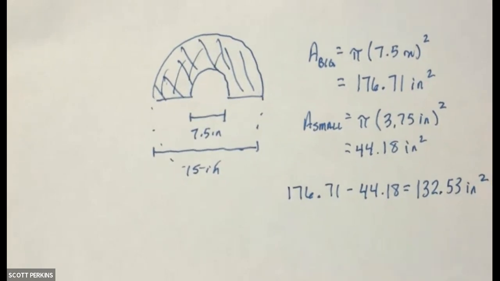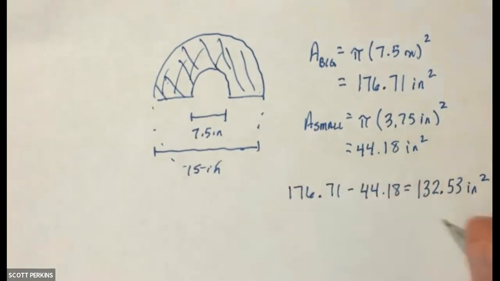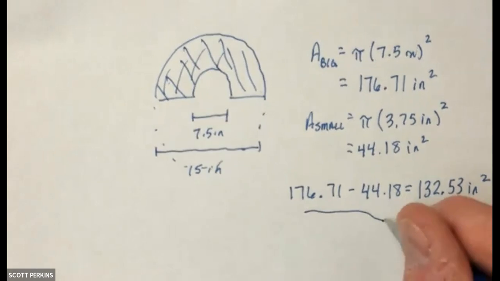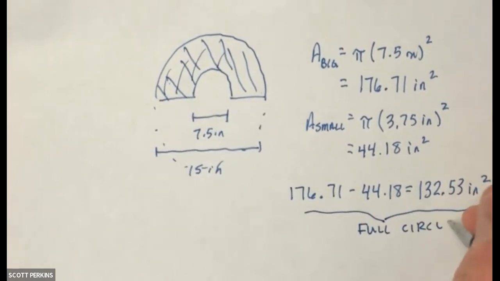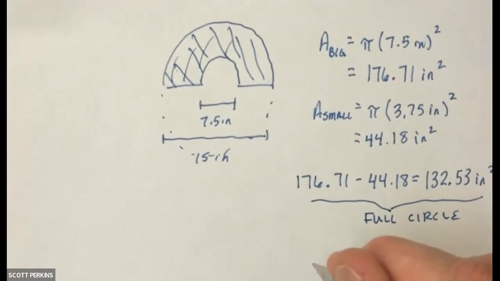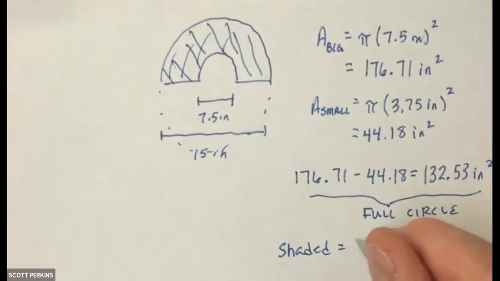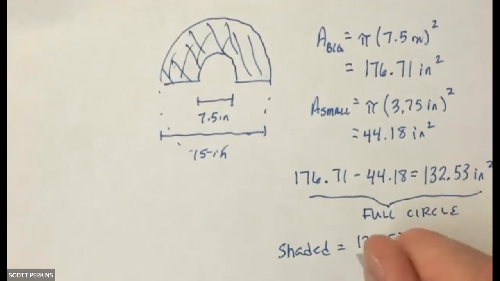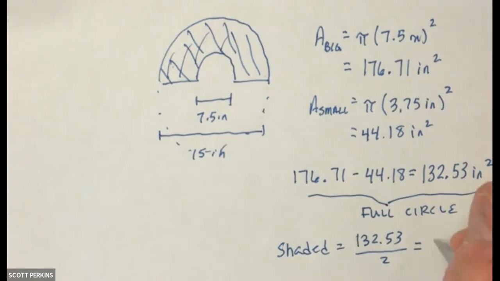I would be done if I had a full circle, but my last step is to do what with this measurement right there? Yeah, this right here, just in case you're taking notes, this is the full circle. And so the answer, my shaded region, is just going to be 132.53 divided by 2, because it's half circles. So divide by 2, and I get 66.265, so 66.27.